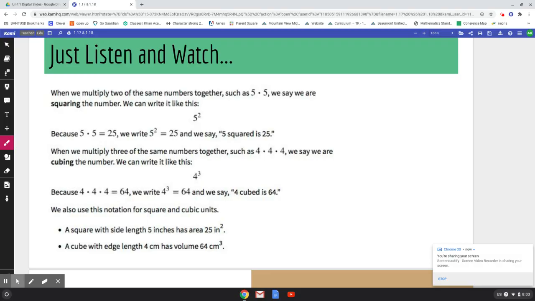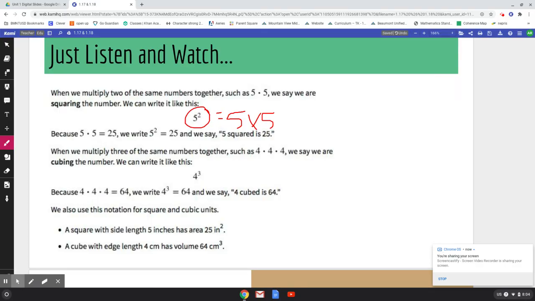When we multiply two of the same numbers together, like 5 times 5, we say we are squaring the number. And we can write it like this. So technically 5 squared just means 5 times 5. Because 5 times 5 is 25, we can write 5 squared is equal to 25. And we say out loud, 5 squared is 25.